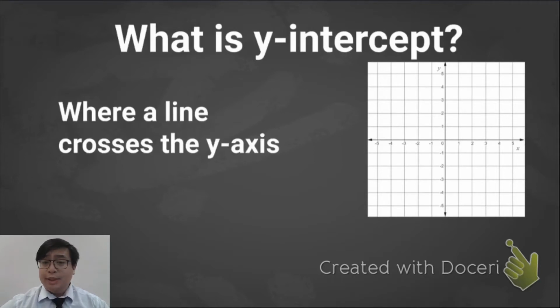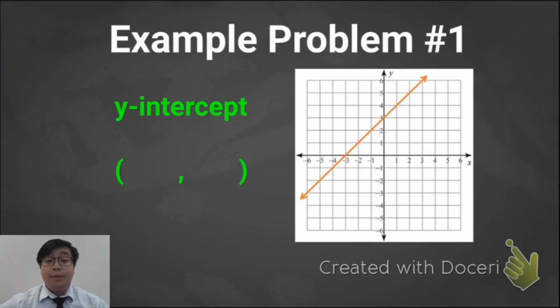So which of these is the y-axis? Is the y-axis the one that measures side to side, or is the y-axis the one that measures up and down? So we know that the y-axis is the one that measures up and down. So whenever a line crosses this axis, that point is going to be our y-intercept. So let's take a look at a couple of example problems.